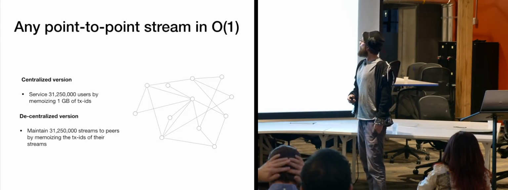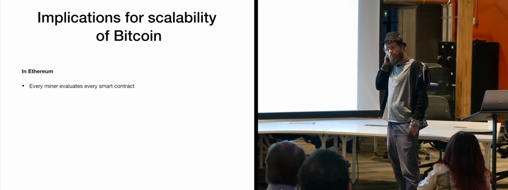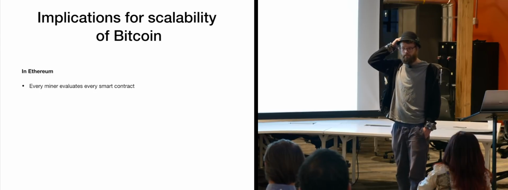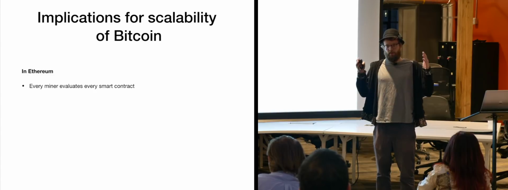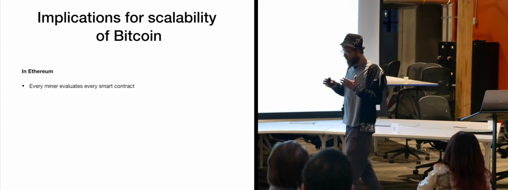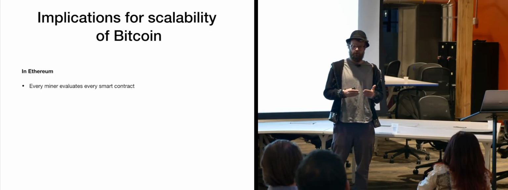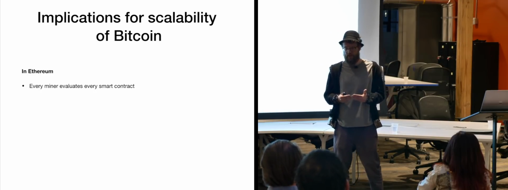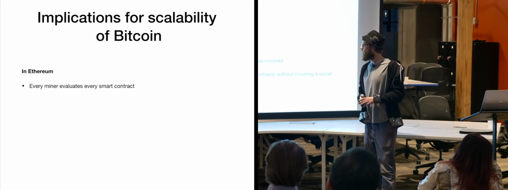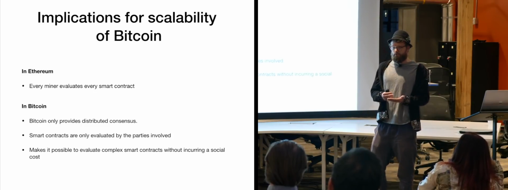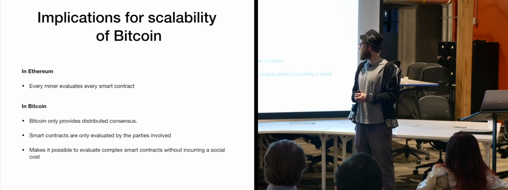So this also comes back to your previous question. What are the implications for scalability? Like I mentioned, the big difference between Bitcoin and Ethereum is that in Ethereum, the miners check all the smart contracts. That's cool for the user because they don't have to validate anything, but on the other hand, all the miners have to validate all smart contracts. Whereas in Bitcoin, if we do it in this way, Bitcoin is only this hyper-efficient minimal thing that just provides distributed consensus.